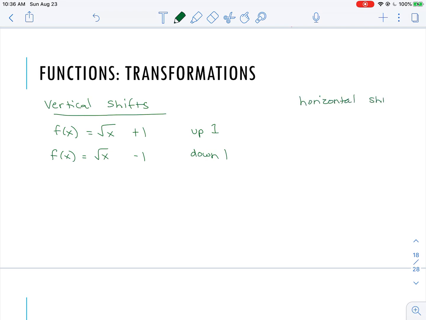We could also do horizontal shifts. Whenever you want to move the graph horizontally, the transformations are going to be inside with the x.